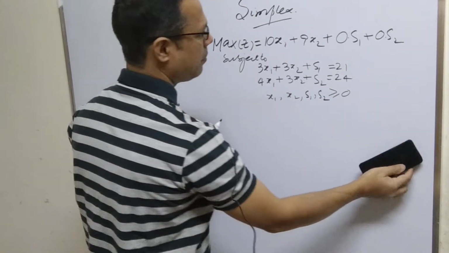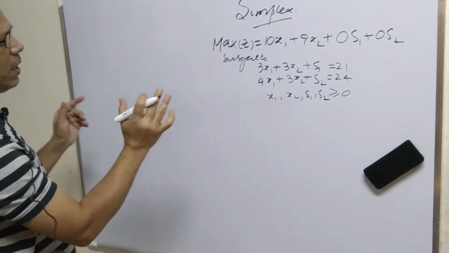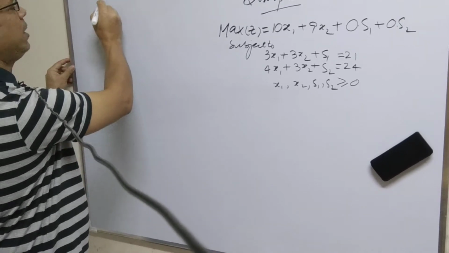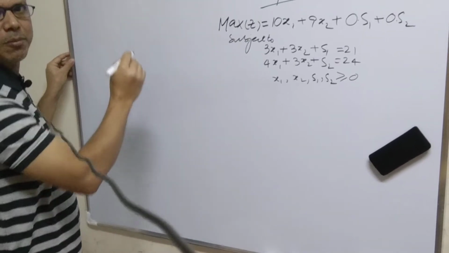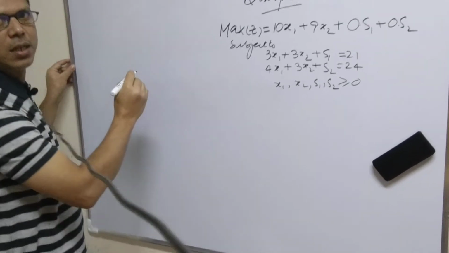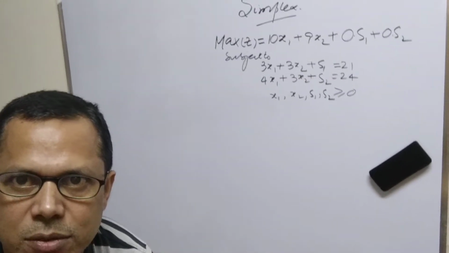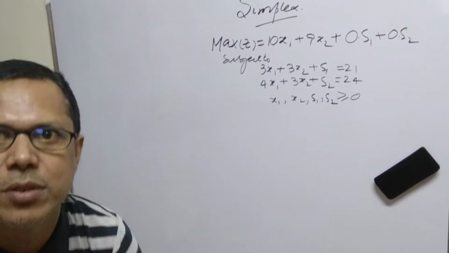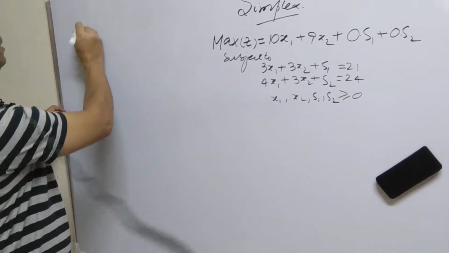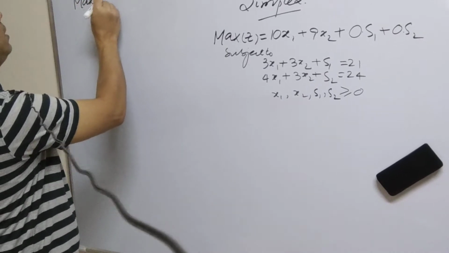After these steps, we need to draw the table. To draw a clear table, I am going to copy the same contents here. So what I have written here is the maximization type of problem. Draw the table in a clear way.